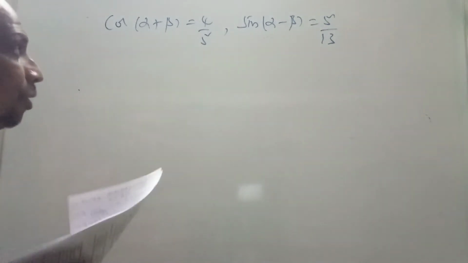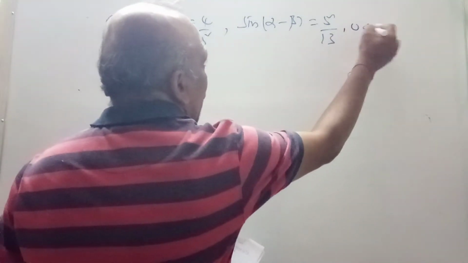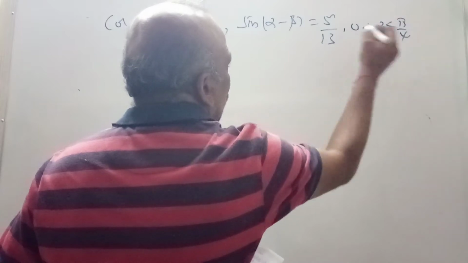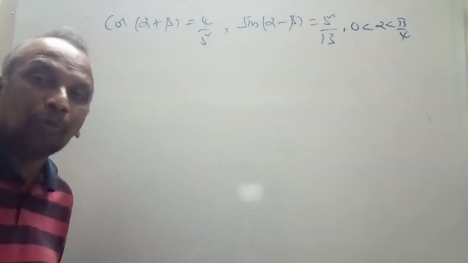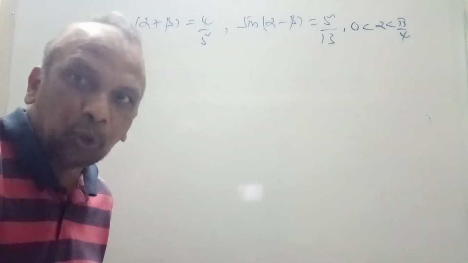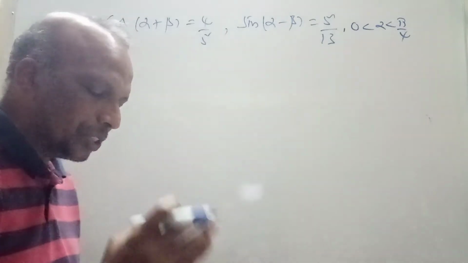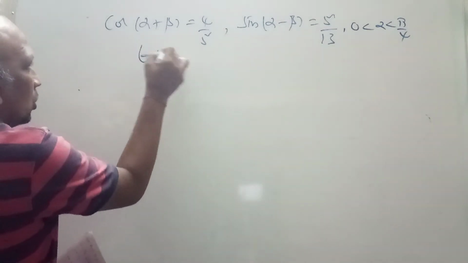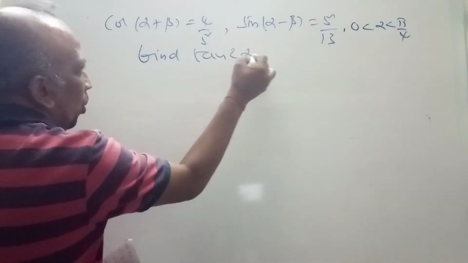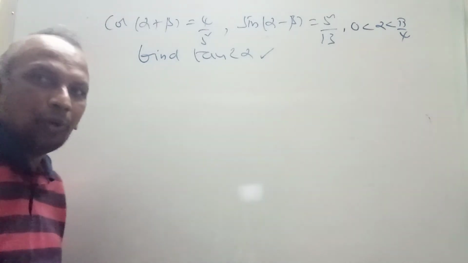So what they are asking here is, using these two values, with the condition 0 less than alpha less than pi by 4. That means alpha lies between 0 and pi by 4. Alpha belongs to the first quadrant, so all trigonometric functions are positive. They are asking, find tan 2 alpha.